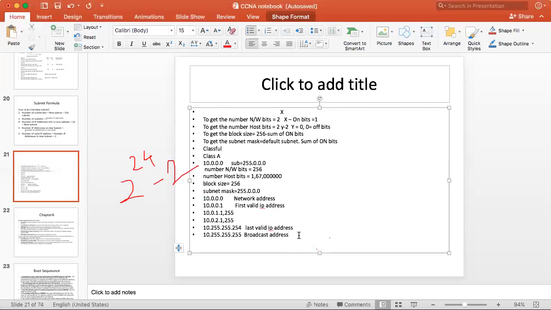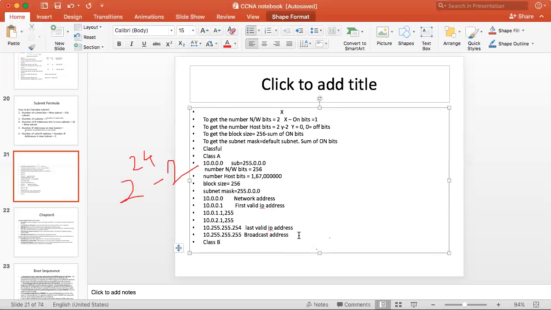If it is class A, then 8 bits network, 24 bits host, and the subnet mask is 255.0.0.0. Correct. Let's take one class B IP address. The number of networks was 256 because it's 255 plus 1. But when it comes to class B, the network bits will change. Now here it will be 2 to the power 16, because now we have 16 bits for network.